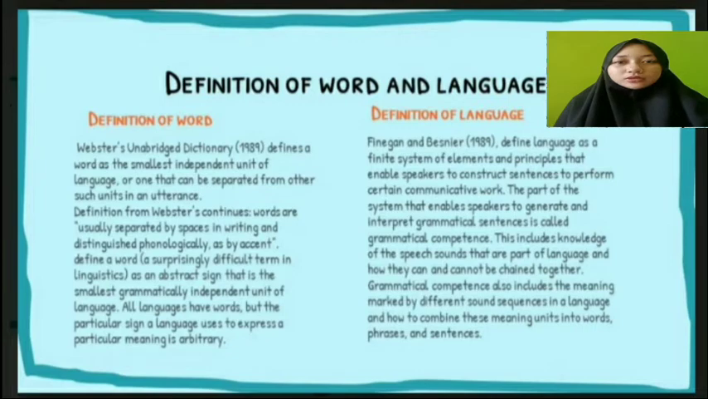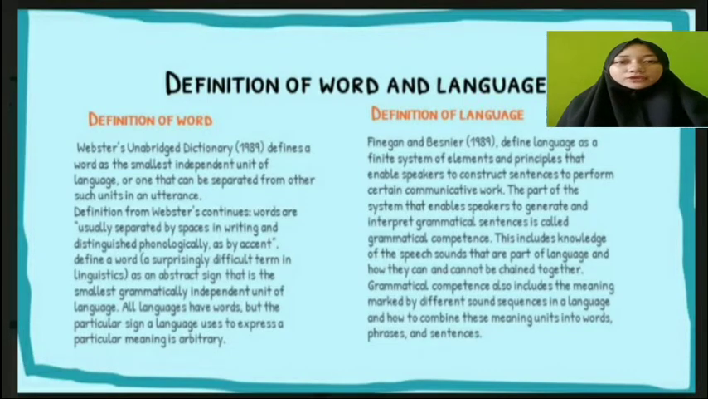A word, a surprisingly difficult term in linguistics, is defined as an abstract sign that is the smallest grammatically independent unit of language. All languages have words, but the particular sign a language uses to express a particular meaning is arbitrary.